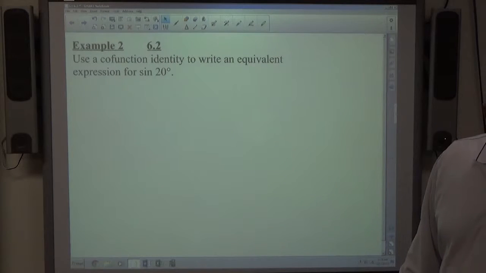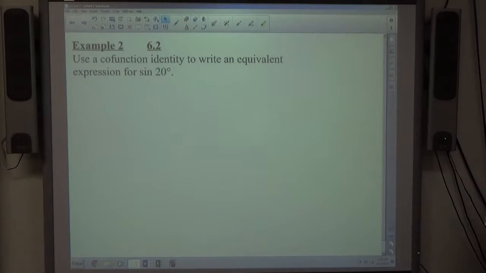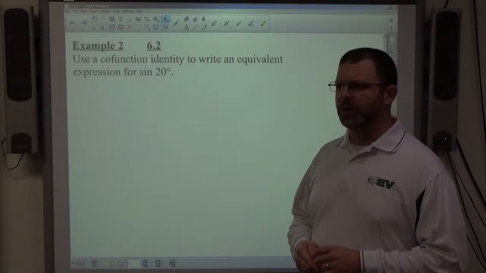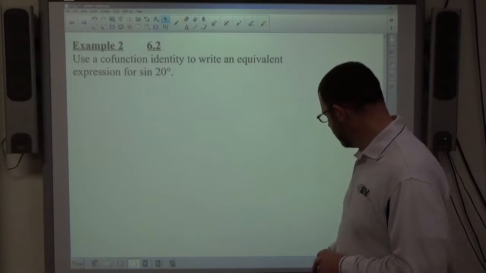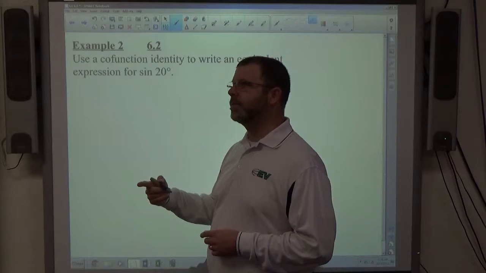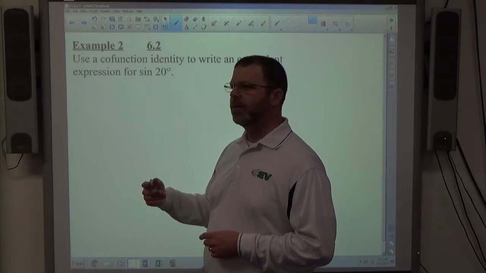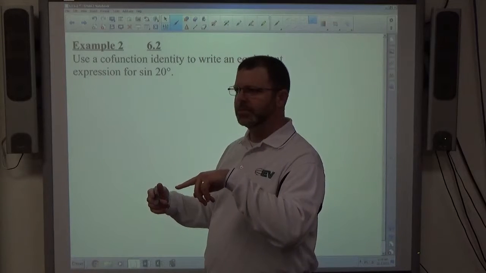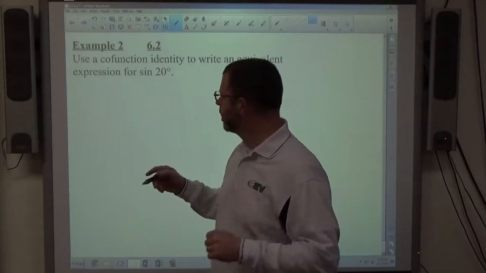Okay, if example 1 wasn't easy enough for you, let's look at example 2. Use a cofunction identity. Cofunction identities are the ones right above. That'd be like 20 through 25. The ones on the left are 90 minus theta, and the other ones are pi over 2 minus theta.